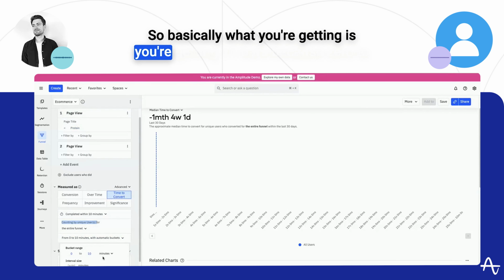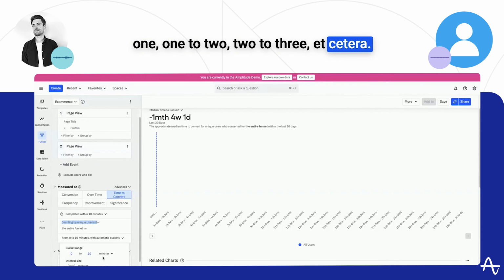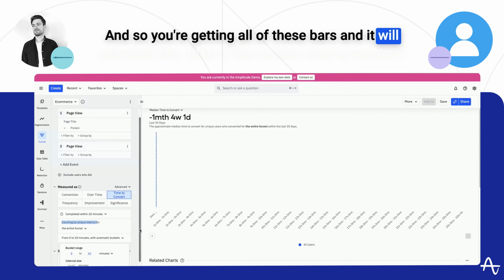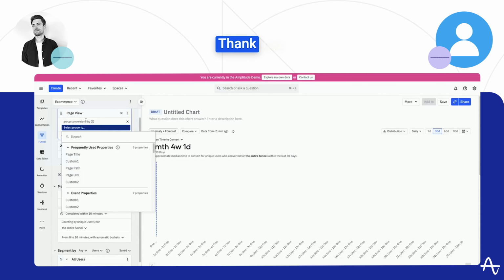So basically what you're getting is 11 bars, because 0 to 1, 1 to 2, 2 to 3, etc. And so you're getting all of these bars and it will calculate what's the median time to convert and what my distribution looks like. Okay, thank you.